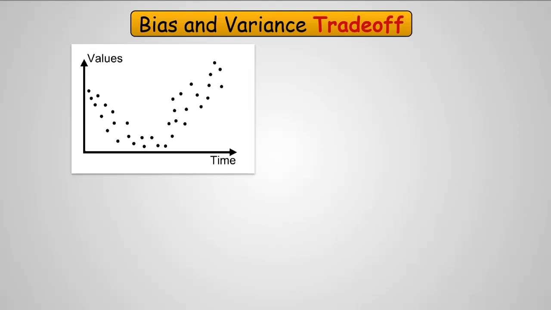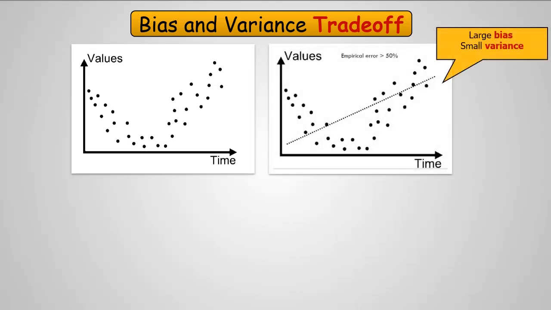Let's look at how this might appear graphically. In the first chart, we can see the values expressed over time. Now, when I have a large bias and a small variance, the line would represent the mean, and the data has a large bias. It's moving very far away from the mean at times. But the variance, the complexity of the function, is a straight line. It's a very simple, straightforward function.